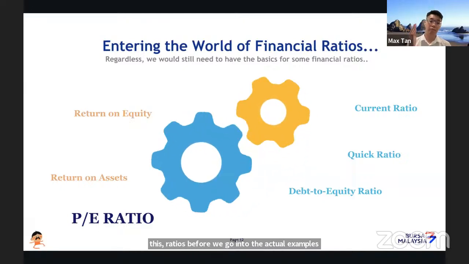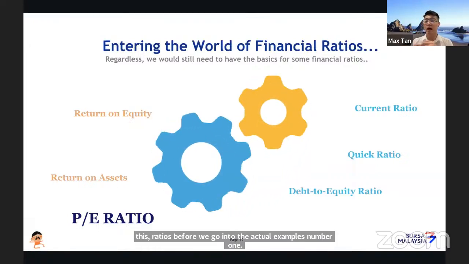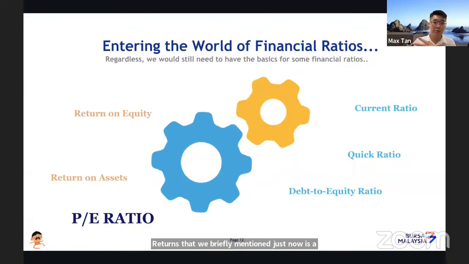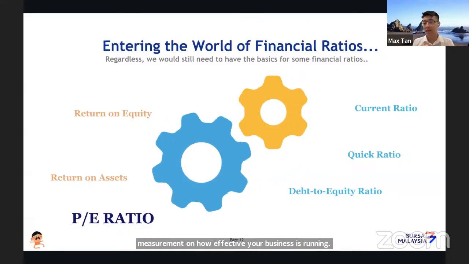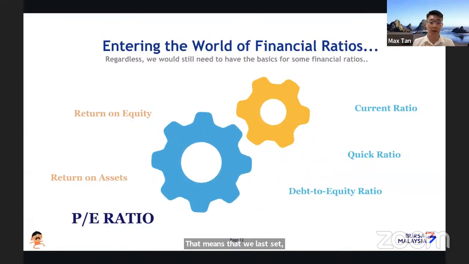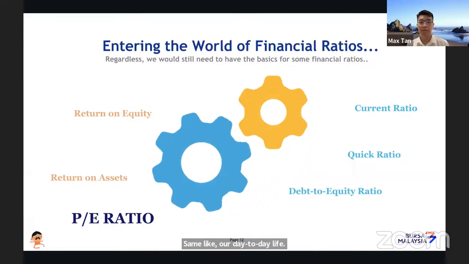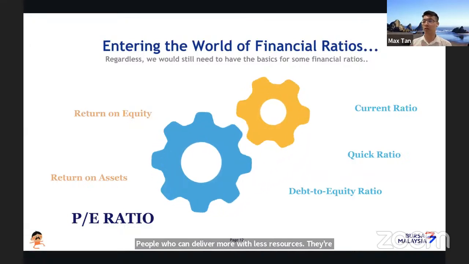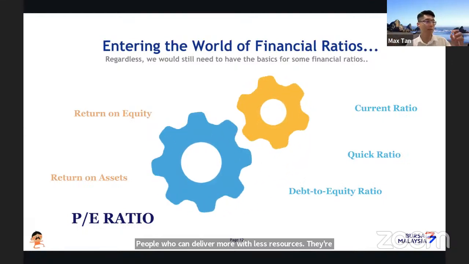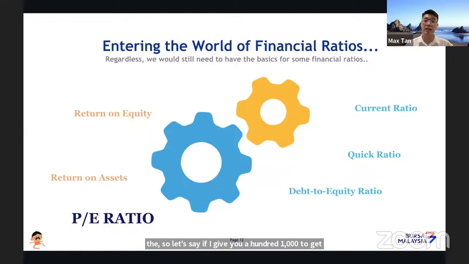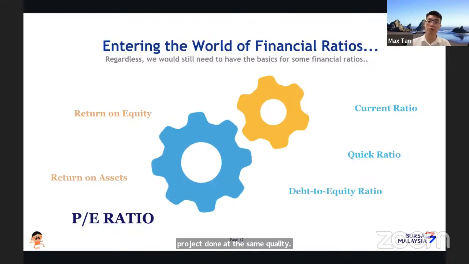Number one, return on equity and return on asset, which we briefly mentioned just now, is a measurement of how effectively your business is running. Generally speaking, for return on equity and return on asset, the higher the better. That means that with fewer assets, you're able to do more. It's the same as in our day-to-day life. People who can deliver more with fewer resources are deemed better. So let's say I give you 100,000 to get a project done, and I pay someone 50,000 to get a similar project done at the same quality, so definitely the 50,000 one would win. So it's the same in the business world, right?